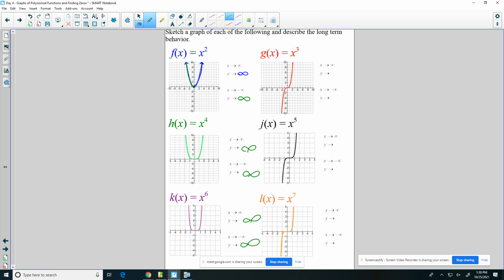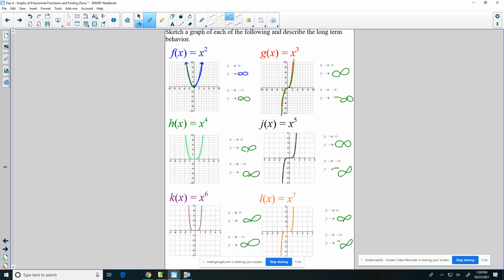With the odds, as x gets bigger and bigger and bigger, what's happening to y? It's going up as well. It's going to infinity. But as x gets smaller and smaller and smaller, what's happening to y? Decreases to what? Negative infinity. Negative infinity. There it is. So it's going to infinity and it's going to negative infinity. Okay? That's our basic shapes. Questions, comments, concerns?